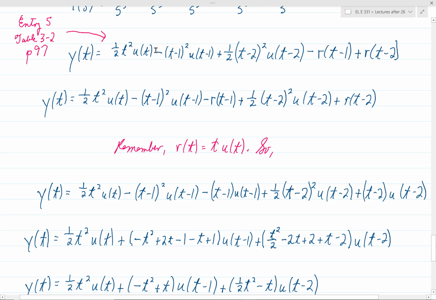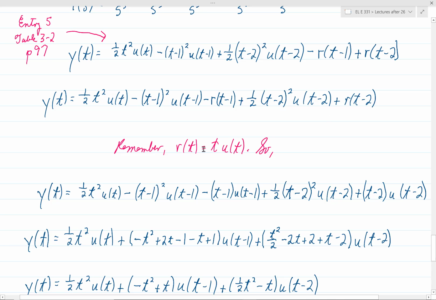See here we have no shift at all. It's just t. And then here we have u of t minus 1, so we have a shift of 1. Here we have a shift of 2, but here we're back to a shift of 1, and here we're a shift of 2. So I'm going to group together all the terms with no shift, which is only the first one, and then all the terms with a shift of 1, which are these two, and then all the terms with a shift of 2, which are these two.